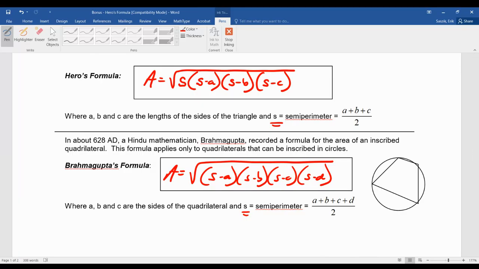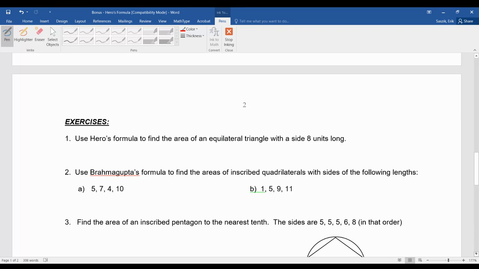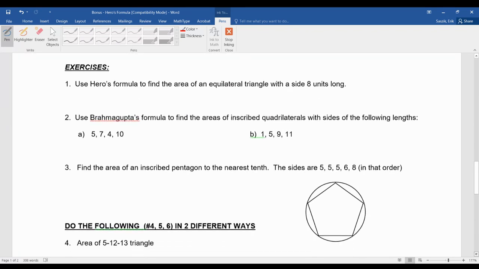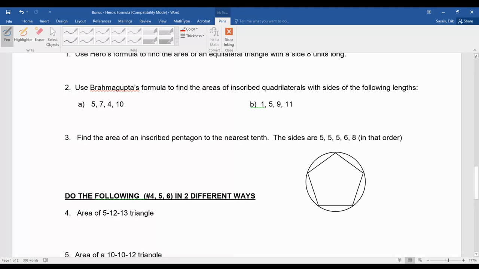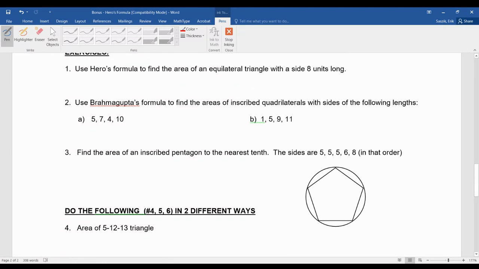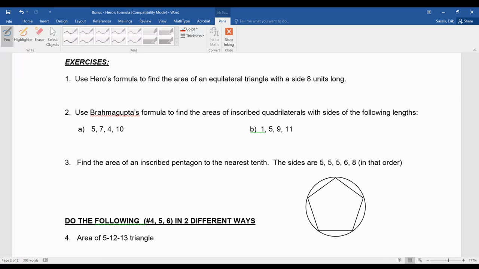Okay? Again, I just wanted to give you some basic exposure to this. We're just going to do a couple problems here in the back, and then some of these problems on the back will be assigned for homework. Okay? It says, use Hero's formula to find the area of an equilateral triangle 8 units long. It's much easier to do this problem with side squared root 3 over 4, believe me. But if you want to practice your Hero's formula, you should get 16 root 3. So let's go ahead and do number 2 together, though.